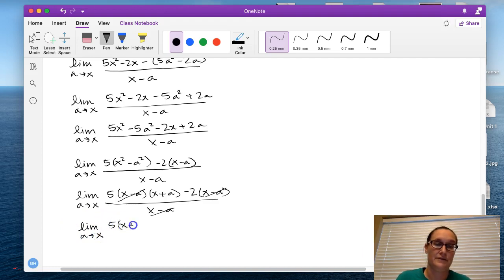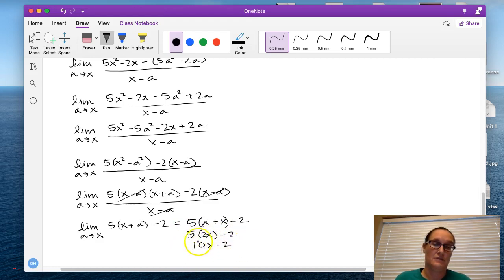So we're left with 5 times x plus a minus 2. Now, we've canceled, so we're ready to go ahead and plug in the number, except for we have no number to plug in. We're plugging in a variable. So basically at this point, we just want to make all the variables be the same. So we're going to plug in x for the a, and we're going to simplify. So this is 5 times 2x minus 2, or 10x minus 2.